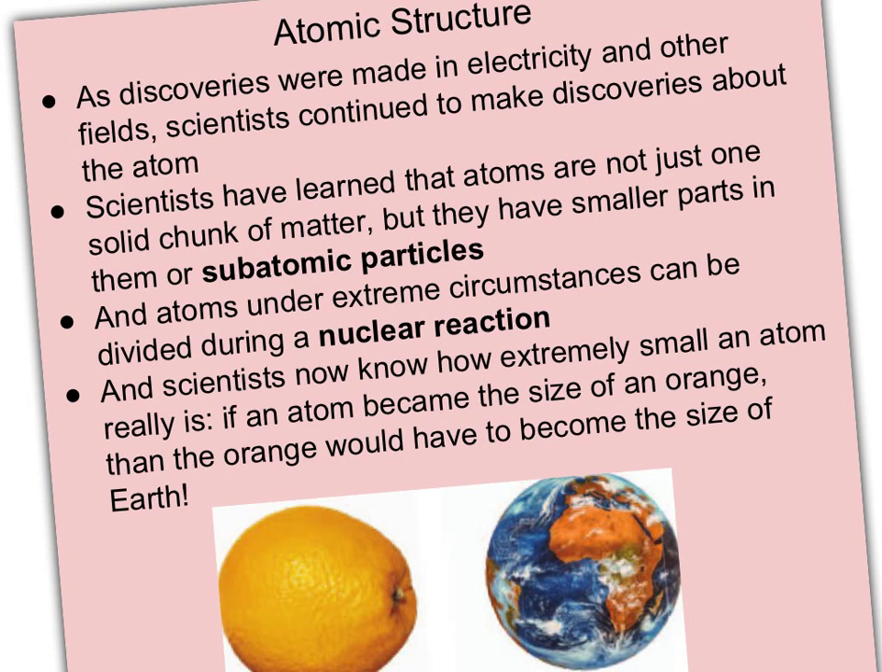Welcome. This video is going to take a look at atomic structure and a little bit at the theory that helped us get to this idea of the atomic structure, specifically that atoms have three subatomic, or smaller, particles that make them up. So as discoveries were made in electricity and other fields, scientists continued to make discoveries and add to the idea that John Dalton and Democritus had come up with about the atom.